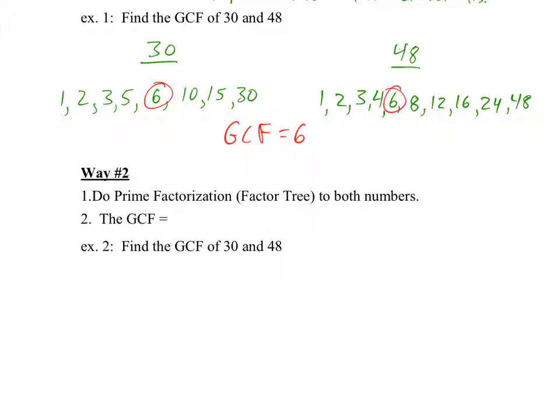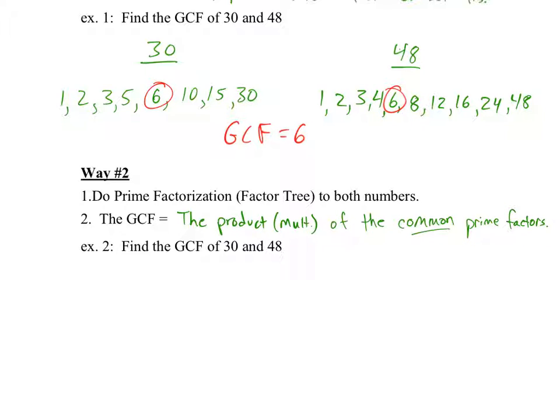Way number 2. Do the prime factorizations. That was the factor tree thing. So we're doing factor trees for both numbers. And then the GCF equals, I'm going to say, the product of the common prime factors. So the product, when we say product, are we adding, subtracting, multiplying, or dividing? Multiply. So I'm going to put a little mult in parentheses. So the product, or you multiply, of the common prime factors.